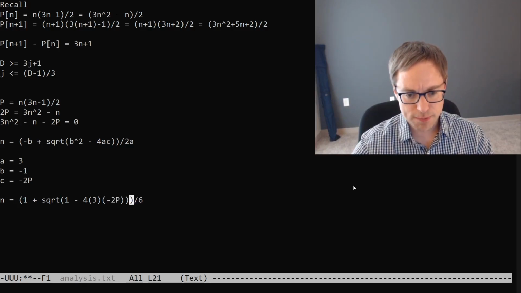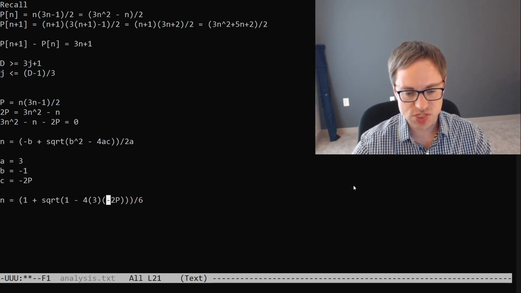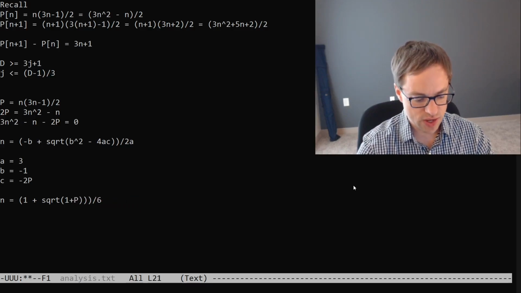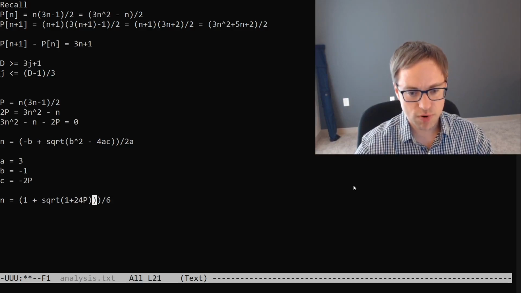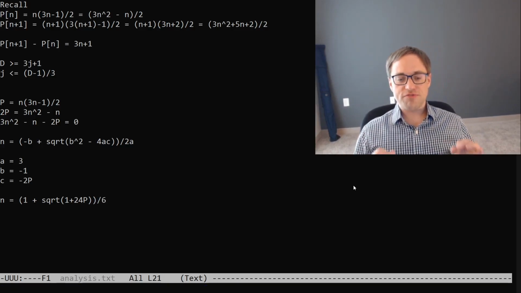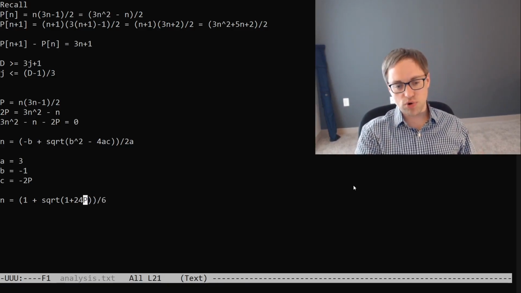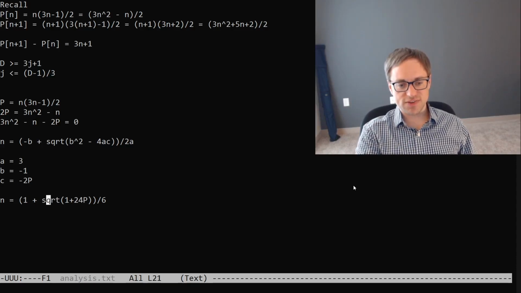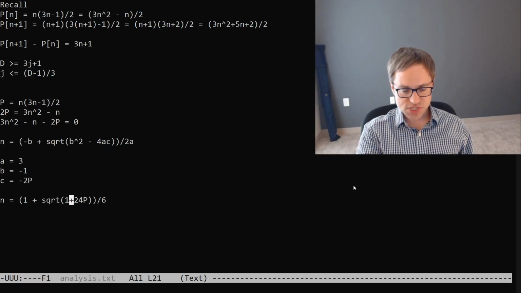We can clean this up a little bit here. You can see 2 times 3 times 4 is going to give us 24. The minus signs will cancel out. So we get 1 plus 24p. Okay, so from this, we know that in order for p to be a pentagonal number, the result of this formula has to be an integer. The first thing we'll notice is that 1 plus 24p has to be a perfect square.